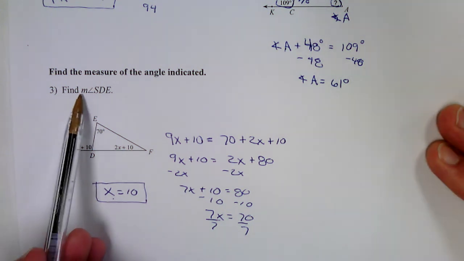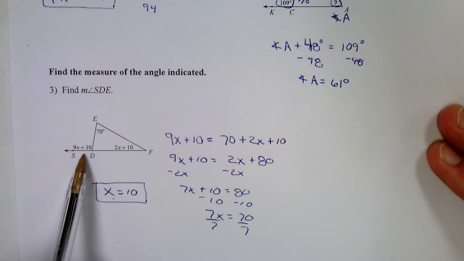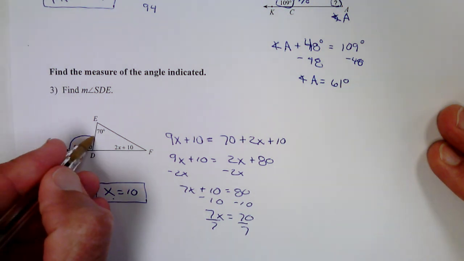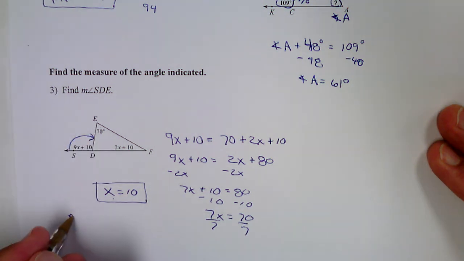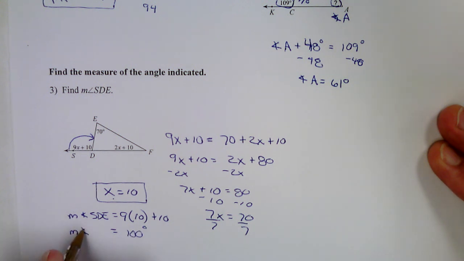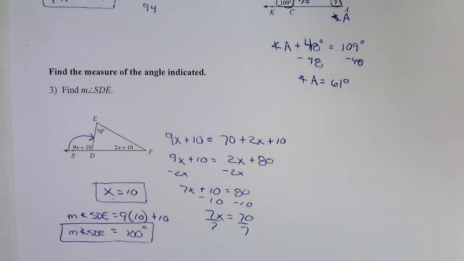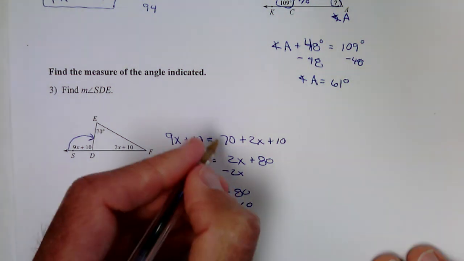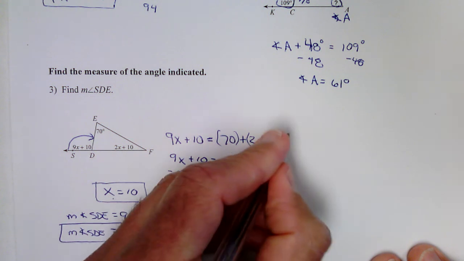But in this problem we're asked to find the measure of angle SDE. SDE is this angle out here. So the measure of angle SDE will be 9 times 10, because that's x, plus 10. 9 times 10 is 90, plus 10 is 100. So the measure of angle SDE equals 100 degrees.